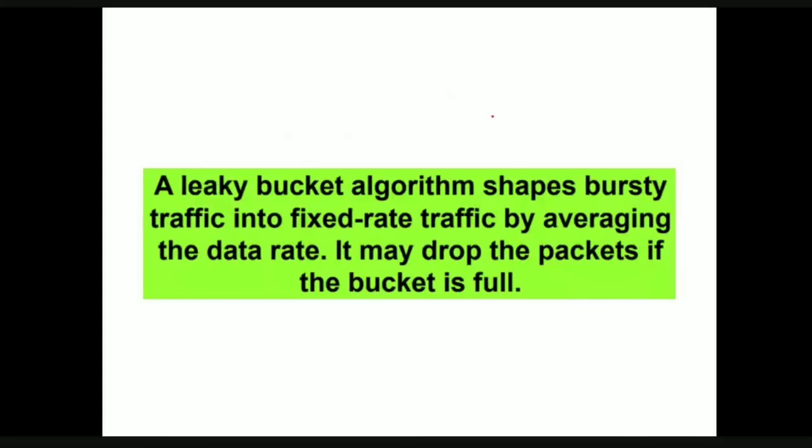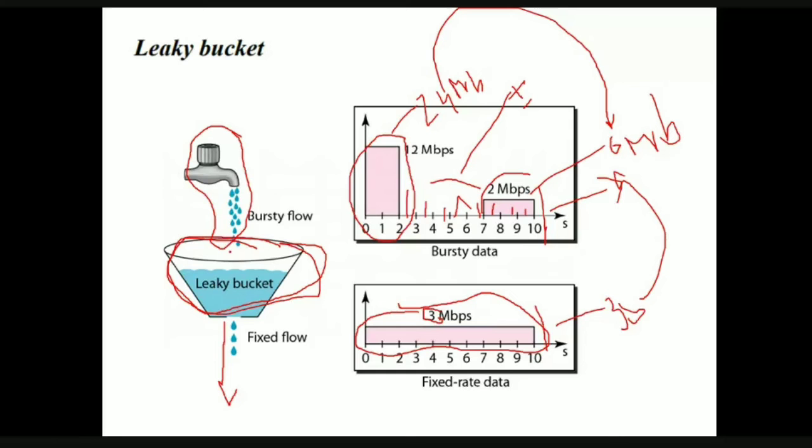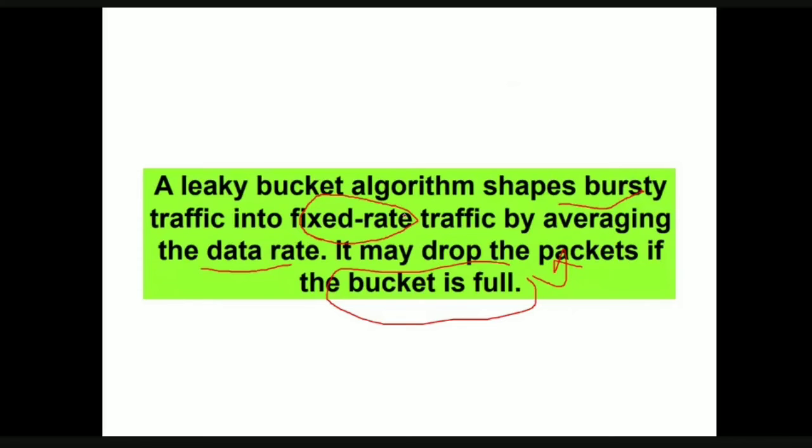Okay, so finally, the leaky bucket algorithm shapes this bursty traffic into fixed rate traffic by averaging the data rate. It averages the data rate. So if the bucket is full, obviously it will drop the packet. If you see here, if this bucket is full, obviously the water flows out of this bucket, isn't it? The same happens with the algorithm also. Okay. So this is the leaky bucket traffic shaping mechanism, and the next one is token bucket.